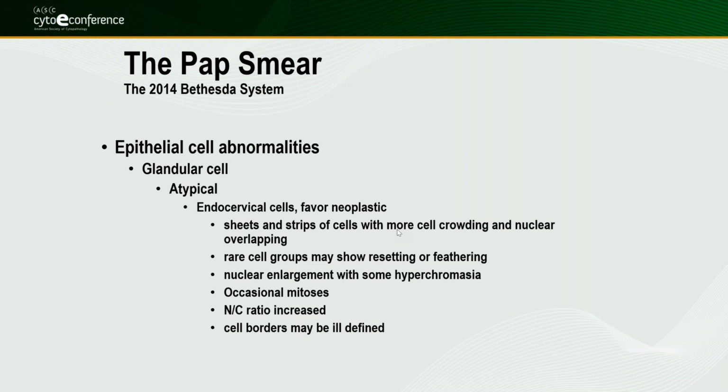Then the next tier would be atypical endocervical cells, favor neoplastic. So it's just everything more. There is more cell crowding and nuclear overlapping, more hyperchromasia, and you'll see maybe more rosetting or even feathering, and cell borders may be more defined.